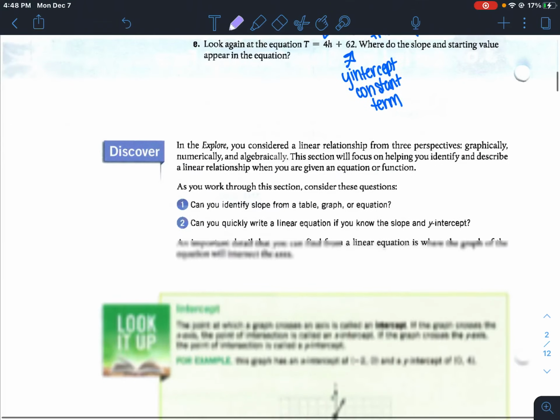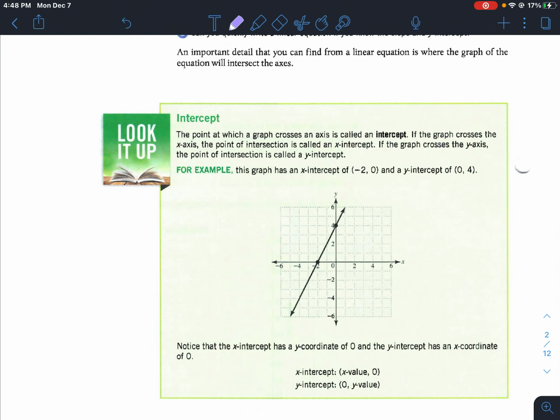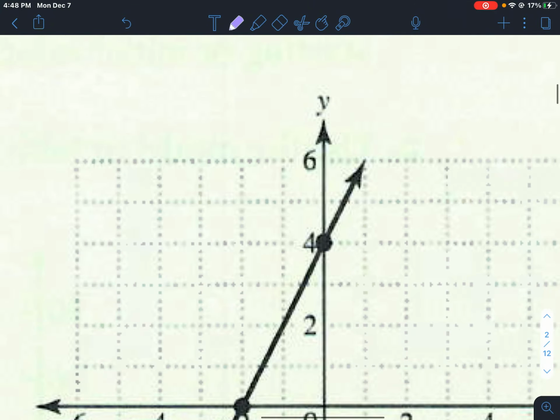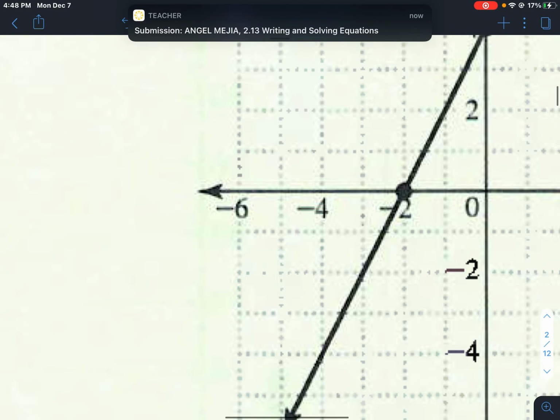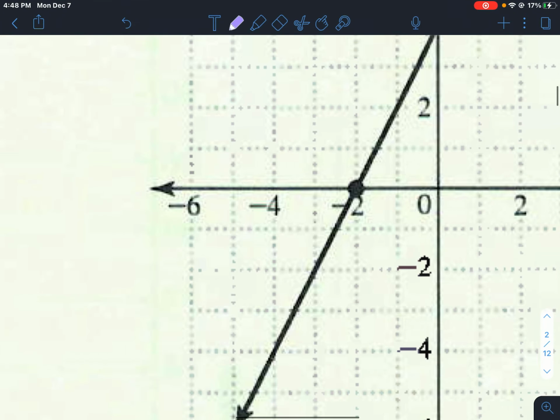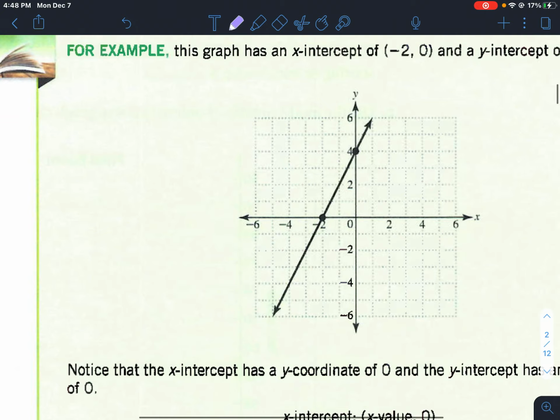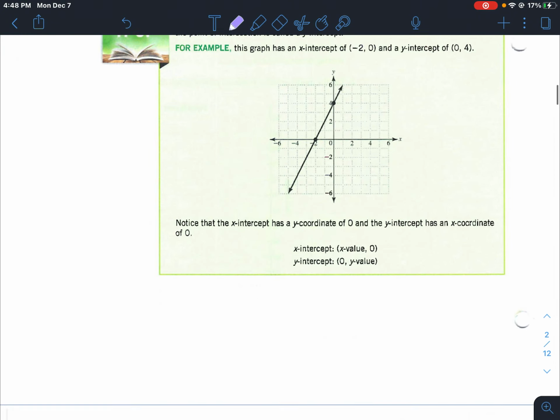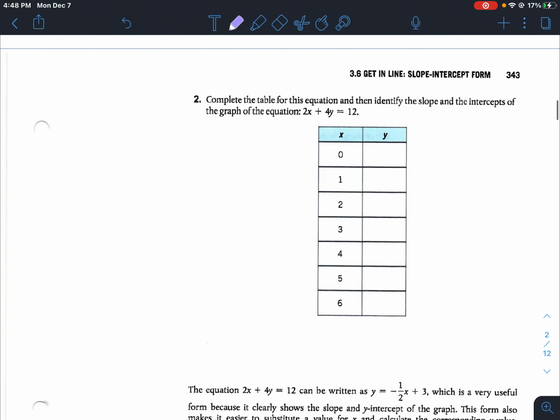Okay, moving right along. Intercepts: the point at which the graph crosses an axis is an intercept. We have a y-intercept, where the line crosses the y-axis, and we have an x-intercept where we cross the x-axis. Hopefully that isn't anything new to you. There's how you write x and y-intercepts if you need that.